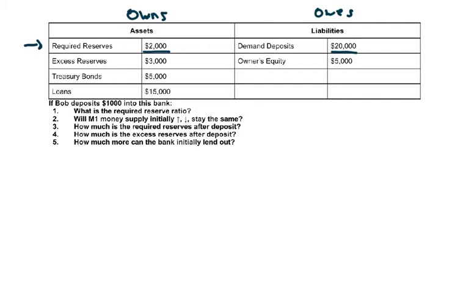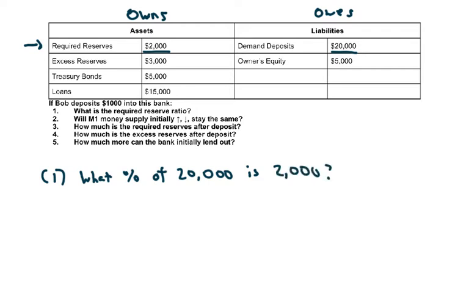And so we can just figure out, for number one here, we just need to know what percent of $20,000 is $2,000, right? And when we do that, the answer is 10%. So the required reserve ratio is 10% because we've put 10% of those demand deposits, $20,000, into required reserves. And so we know it's got to be 10% because a bank wouldn't put any more into required reserves than it has to, right? So that's $2,000. So that's the 10%.